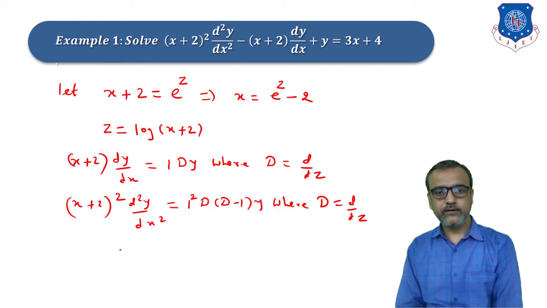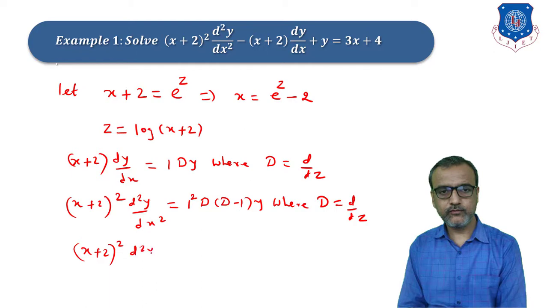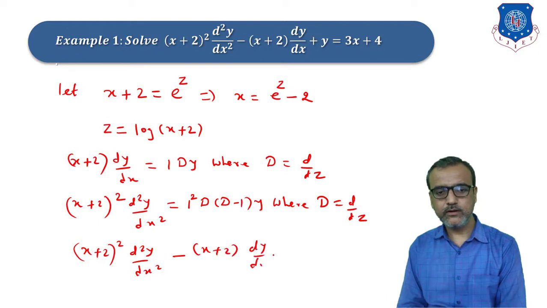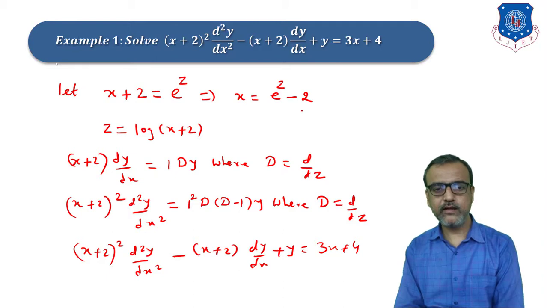Now in the given differential equation, that is (x + 2)^2 d^2y/dx^2 - (x + 2) dy/dx + y = 3x + 4, we will replace (x + 2) dy/dx by Dy, (x + 2)^2 d^2y/dx^2 by D(D - 1)y, and x by e^z - 2.